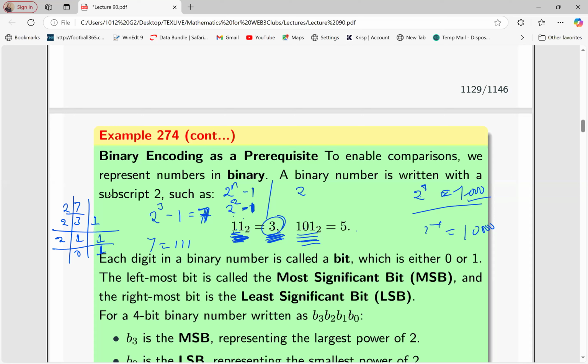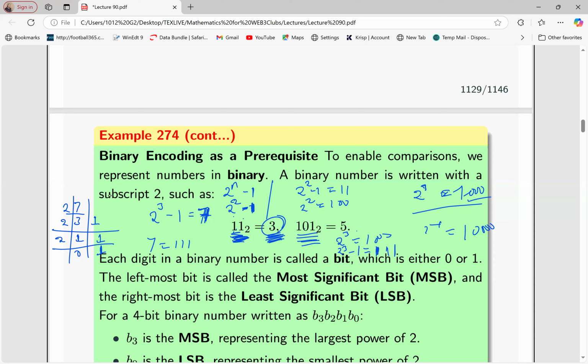Two raised to 2 minus 1 gave us 1, 1. But 2 raised to 2 gave us 1, 0, 0. Now we've again seen that 2 raised to 3 gave us 1 with 3 zeros. But then 2 raised to 3 minus 1 has given us 1, 1, 1.